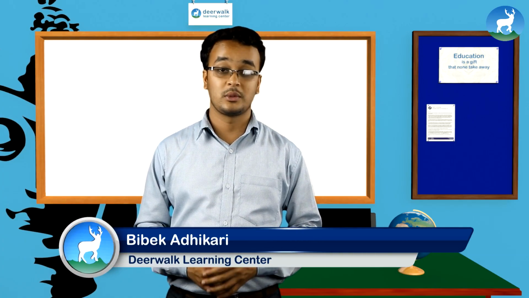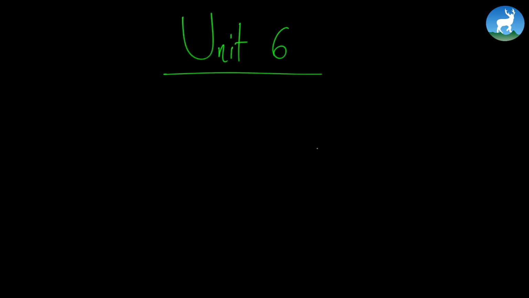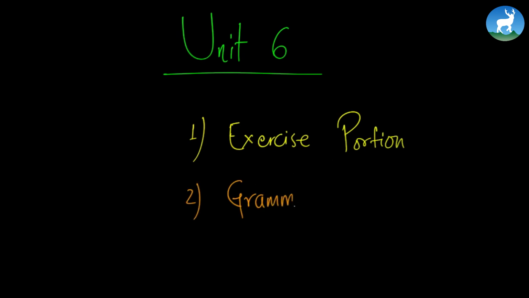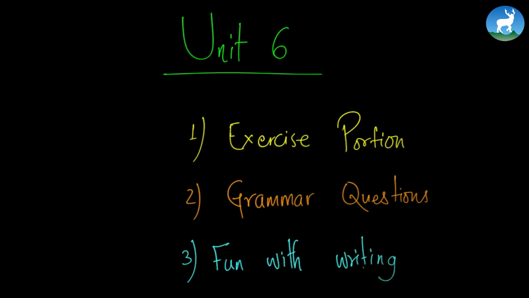In today's class, we are going to solve the grammar and writing portion of Unit 6, that is, A Cruel Landlord. So let's begin. We are now going to start the exercise portion of Unit 6, followed by grammar questions and the last section, which is called Fun with Writing. So we are going to do these three things today. That's going to be our plan.